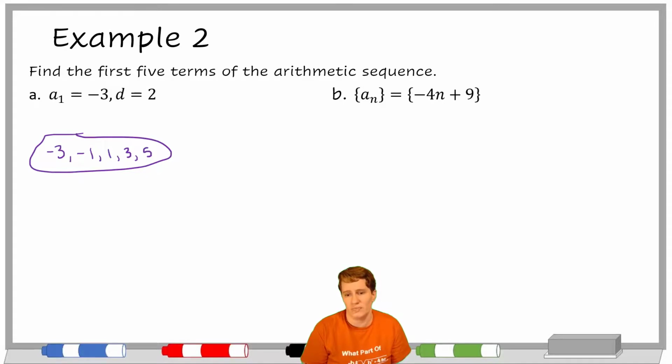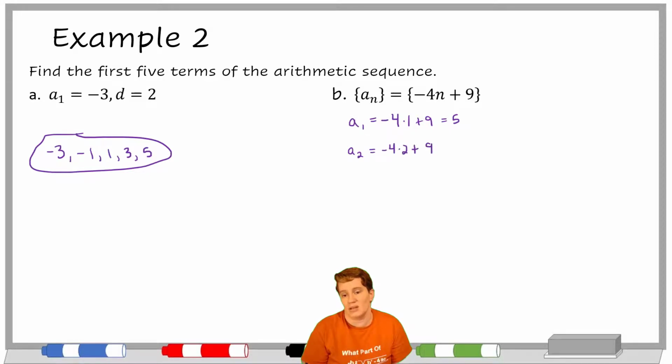What we want to do, since they gave us the formula A of n, is to find the first term. It's kind of like function notation, actually. To find the first term, you would do -4 times 1, because n is 1, and then add 9. So we work this out. -4 times 1 is -4, plus 9 is 5. So the first term is 5. And then we do that with 2.